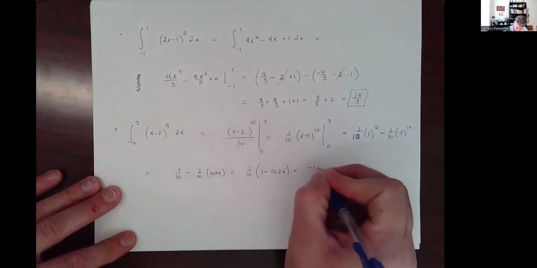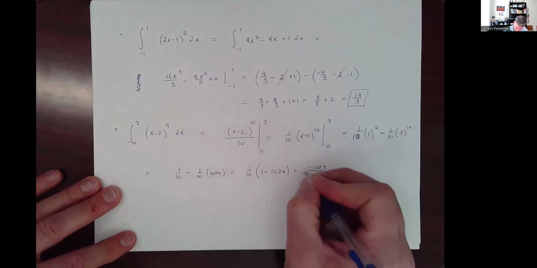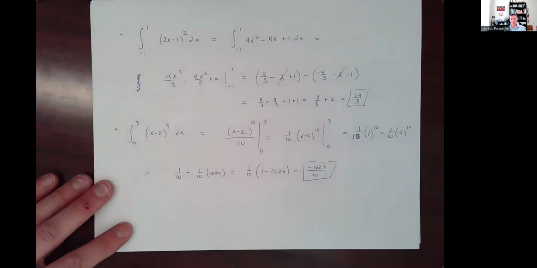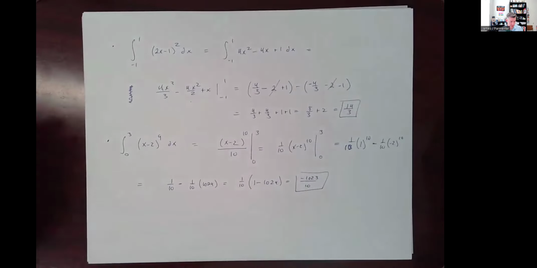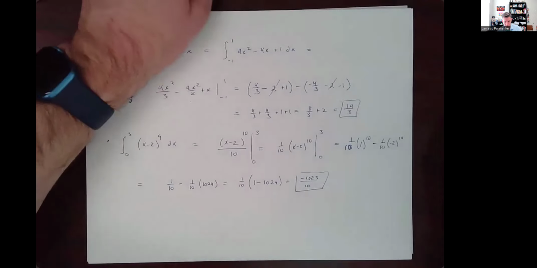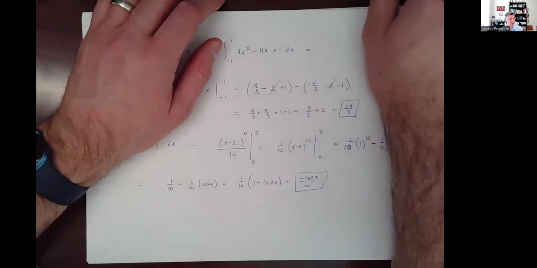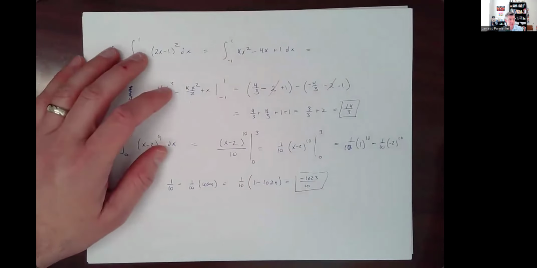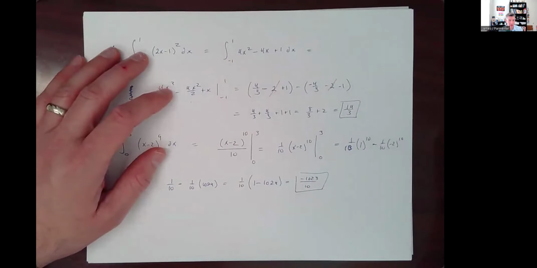So -1023 over 10. We got a negative number. Is that okay? Yeah, it's okay. Let me show you what I mean. Let me grab Desmos real quick. And there's probably a way to actually calculate area using Desmos. I've never played with it enough to actually know that.